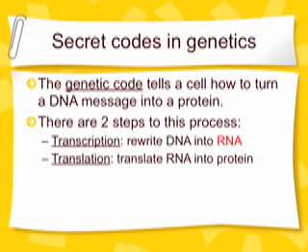So the genetic code tells the cell how to take that DNA message, which is written in those A's, C's, T's, and G's, and turn it into a protein. There are 2 different steps to this process. The first step is called transcription. So transcribe, right? Transcription is basically to rewrite. So you're going to take DNA and rewrite it in a form called RNA.